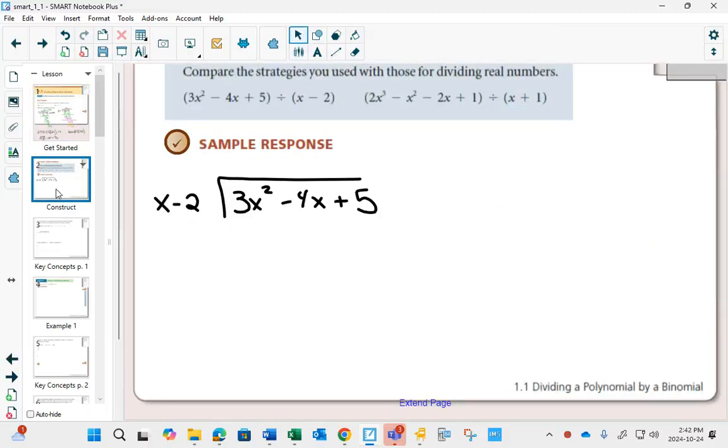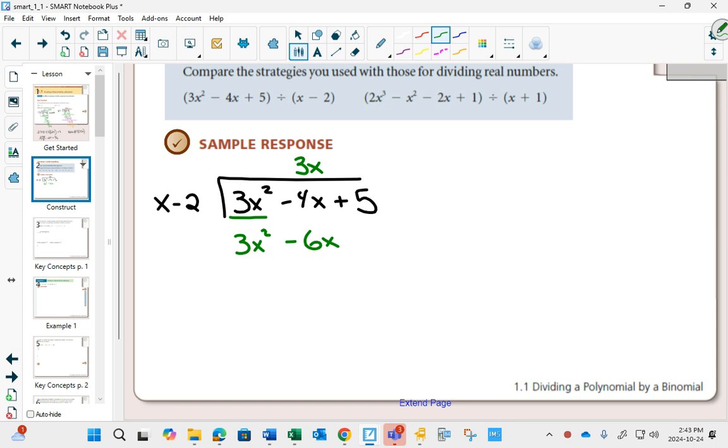I'm going to start with green. 3x squared. Is there anything you could multiply x minus 2 by to get a 3x squared? Yes. If you multiplied by a 3x, and that multiplied by this x, can you see that you would get a 3x squared? So 3x times x. So above the x column, I'm going to write 3x. Because when I multiply 3x by x minus 2, I'm going to get a 3x squared, and 3x times the minus 2 is going to give me minus 6x.